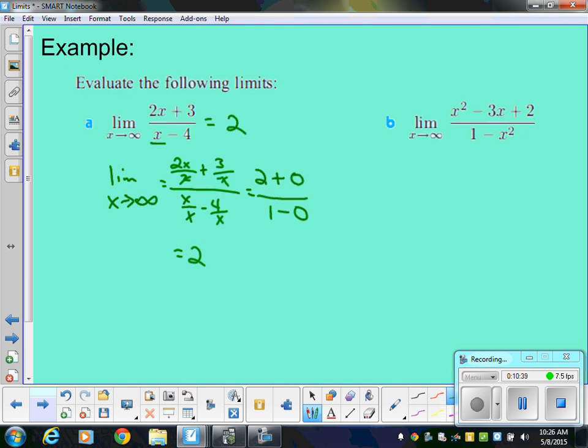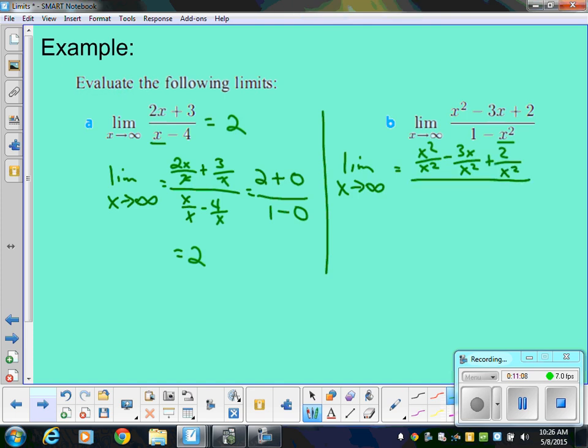We can do the same similarly for another problem. Again, I would divide, because it's going to infinity. I can only do this with limits that go to infinity. I would simply divide everything by the largest power of x in the denominator. So the largest power of x in the denominator is x squared. So the limit as x approaches infinity is equal to x squared over x squared minus 3x over x squared plus 2 over x squared over 1 over x squared minus x squared over x squared.